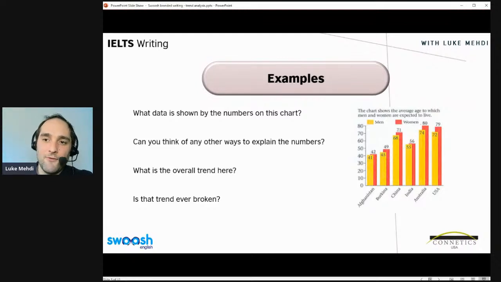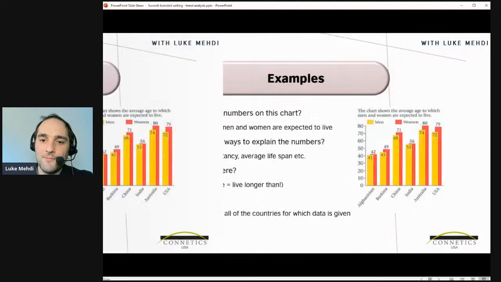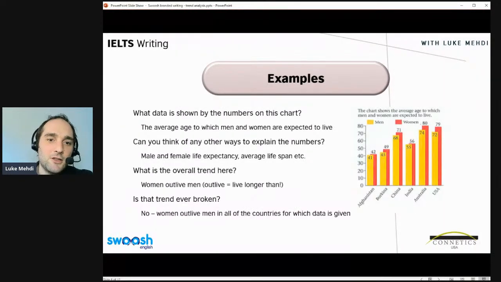So yeah, I think everybody's got it. Well done, everyone. So the chart, those numbers show the average age to which men and women are expected to live. No problem, Pards. I know, obviously typing very quickly. Get your answer in before he gives it. So well done. Okay, and that trend is never broken.